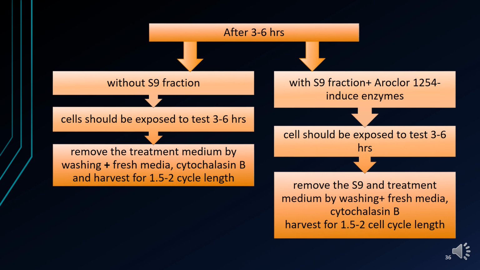Then cytochalasin B will be added. Then after that, the harvesting is done for 1.5 to 2 cycle lengths, and those cells will be examined at the end for the presence of micronucleus.